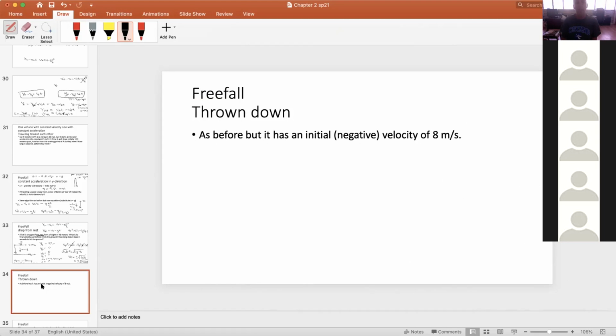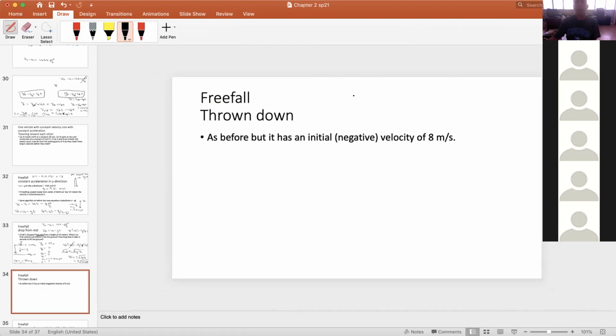Here, we're going to do the same as before, but now someone threw it down. So it's going to have everything the same, but now its initial velocity is negative 8 meters per second. It's still going to go from Y initial is 43 to Y final is 0. Remember that as you go up in Y, it's positive. So this isn't 0 and this is 43. This is 0 and negative 43 because this direction down is negative. Our acceleration is negative g.